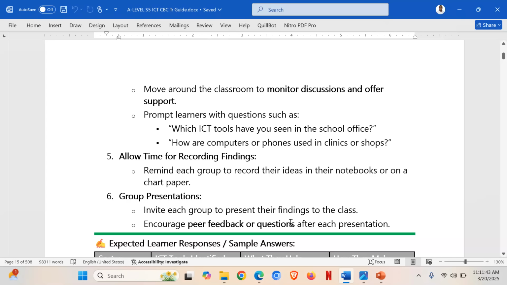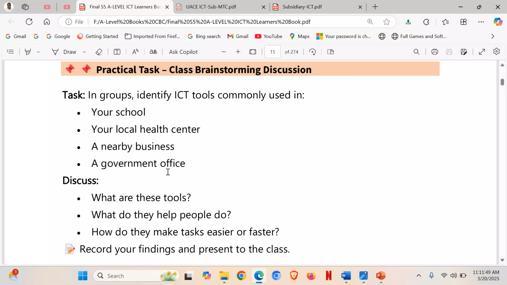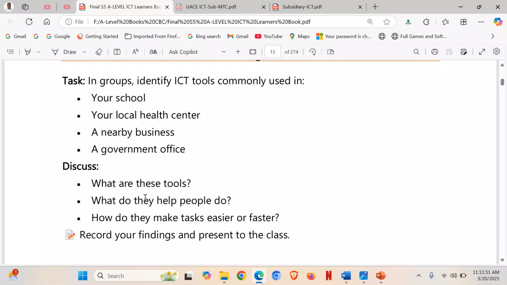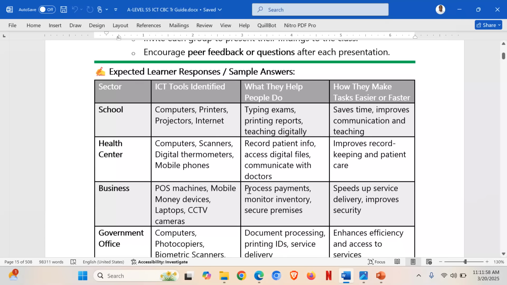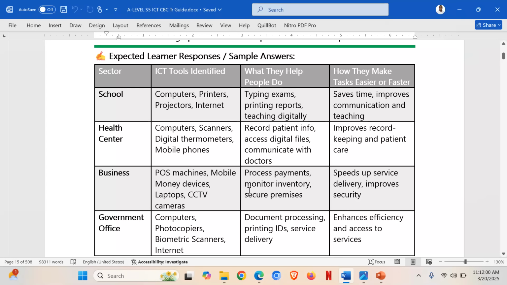Encourage peer feedback or questions after each presentation. So, regarding this task, what are some of the expected responses? Here, I have put the expected responses in a table format. One group is going to come up with this kind of table.